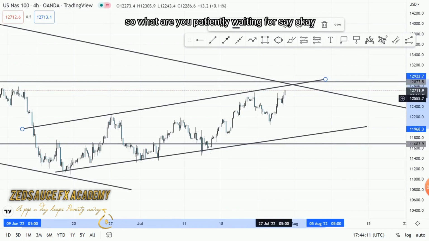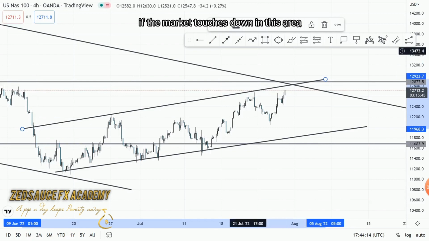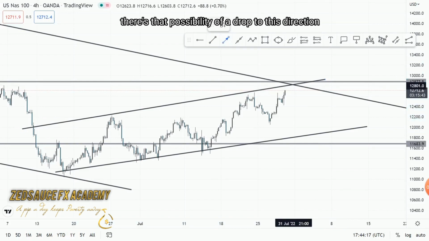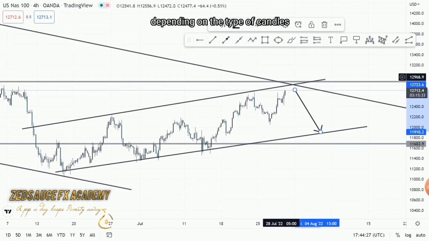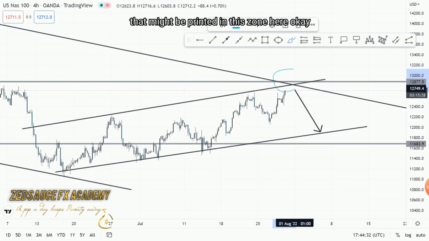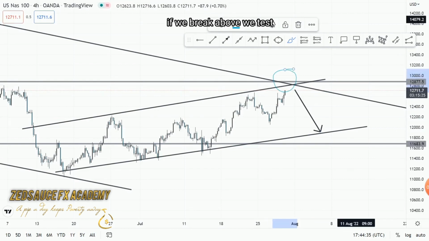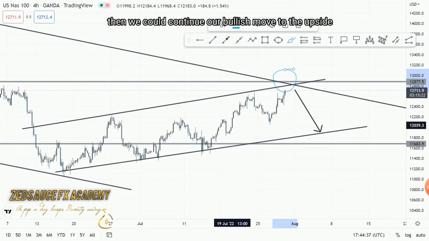Okay, so what are you patiently waiting for? Say, okay, if the market touches down in this area, there's that possibility of a drop in this direction. Is that certain, that that is what is going to happen? Not really, but you prepare for it depending on the type of candles that might be printed in this zone here. Okay, if we break above, retest, then we could continue our bullish move to the upside.